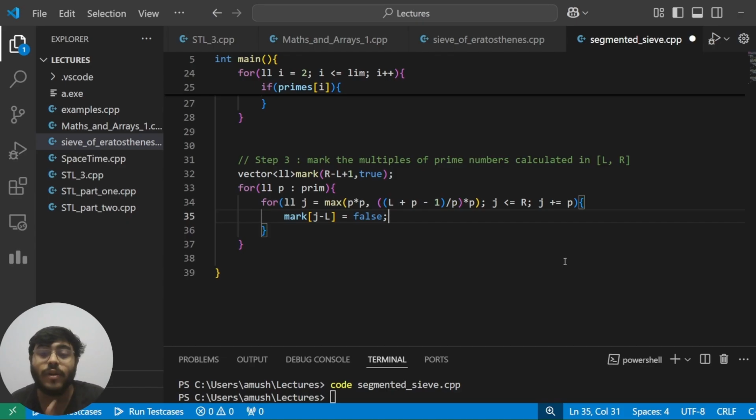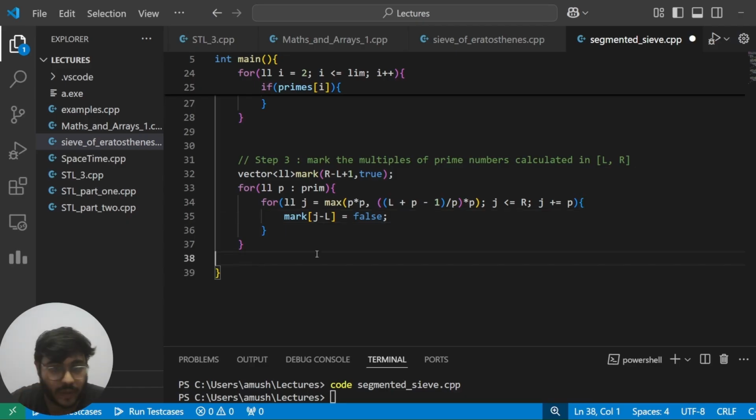So this is basically equivalent to saying that L plus 2 or whatever j is, let's say j was L plus 1, and if it satisfies this condition, then we basically say that L plus 1 is not a prime, right? By marking mark of 1 as false.